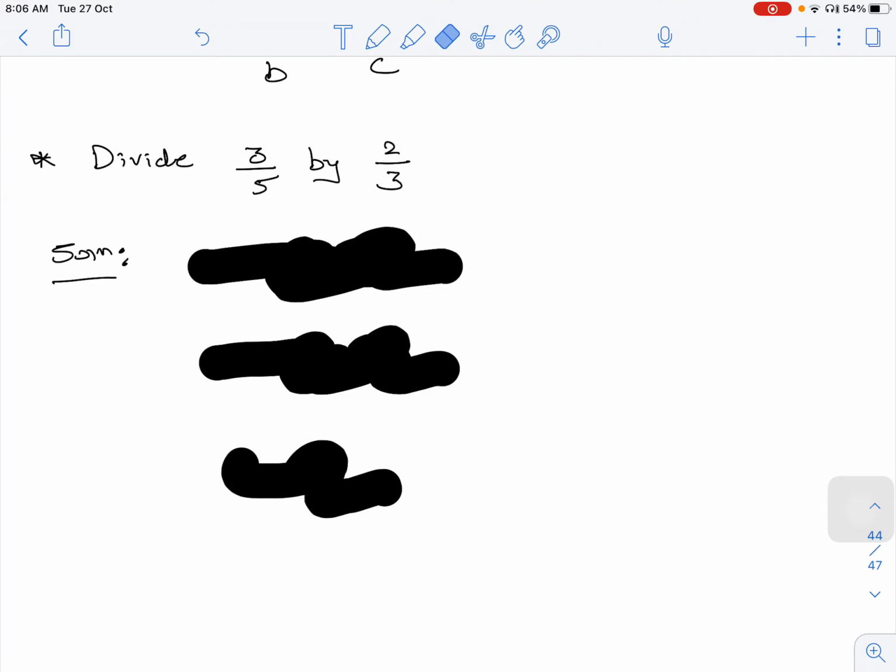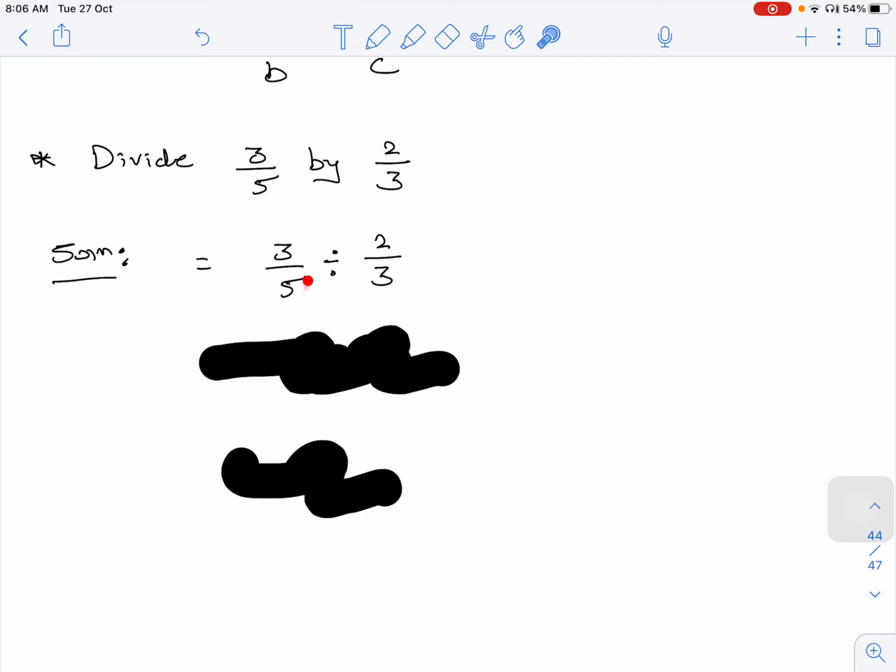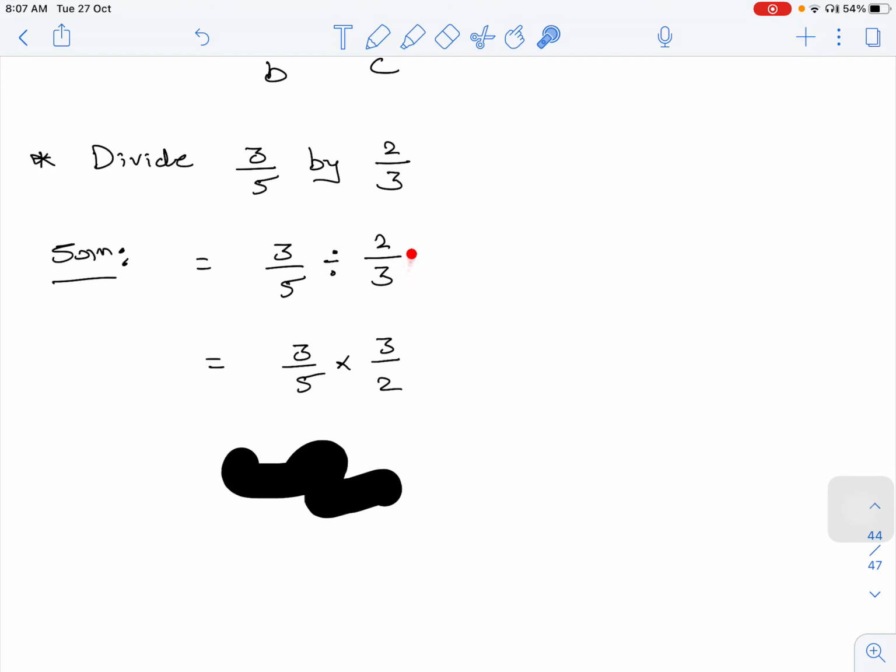Now here it is given that divide 3 upon 5 by 2 upon 3. Okay, so first you will write it with the division sign. So it is 3 upon 5 divided by 2 upon 3. Now here the division sign is present, so we cannot do any cancellation, nothing over there. So first we need to convert this division into multiplication. So when we convert that division into multiplication, what do we get? 3 upon 5 into, now as we have changed this sign, we have to take the reciprocal of this number. So what is the reciprocal of 2 upon 3? It is 3 upon 2.